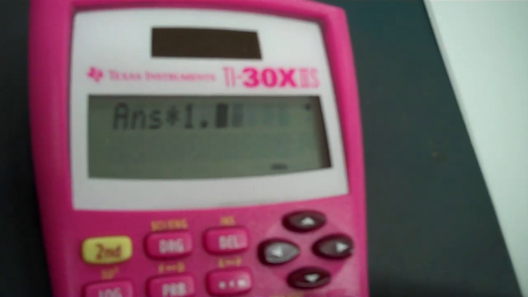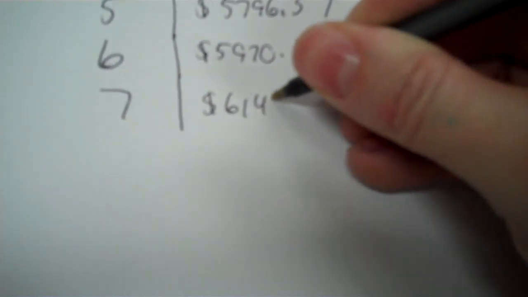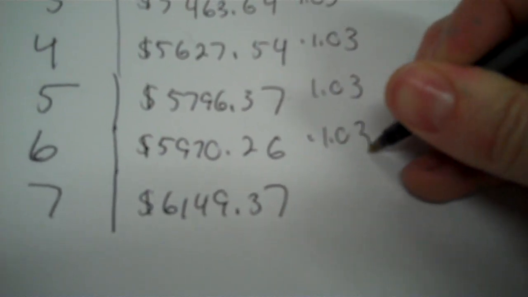5,970.26 times 1.03. Bam, now we're over 6,000. Okay. So 6,149.37. So it takes 7 years for us to reach $6,000. I can stop and the answer is 7. So you can do it this way. It does take a little bit of time, okay?